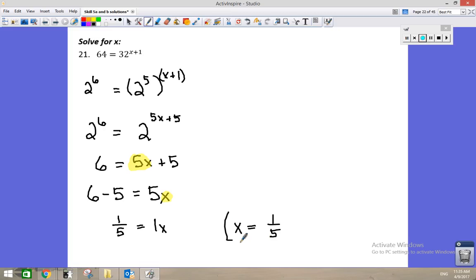We do not have to worry about extraneous solutions for exponential functions, because exponential functions have a domain of all real numbers. This x is not restricted. It could be anything, and we claim for this equation to be a true statement that x must be 1/5.